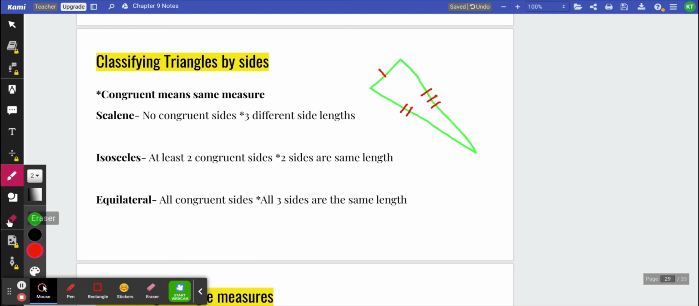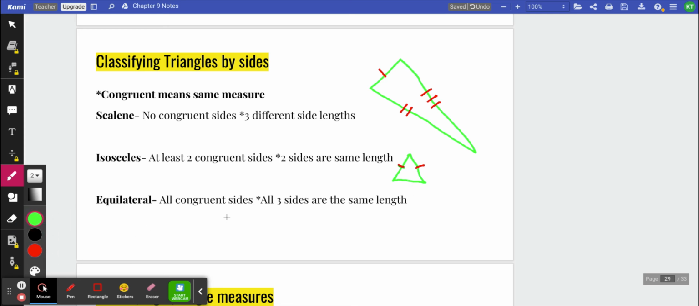All right. For isosceles, has at least 2 congruent sides. So it could have 3 and it'd still be, but we really call that equilateral. So isosceles, we're looking for 2 congruent sides, meaning 2 of the sides are the same length. So if I have this triangle here, let me change color. It'll say this and this. So since they have the same little tick marks on there, that's saying that those sides are the same measure, right? Maybe they're both 4, maybe they're both 8, but 2 of the sides have the same measure and one of them is different.